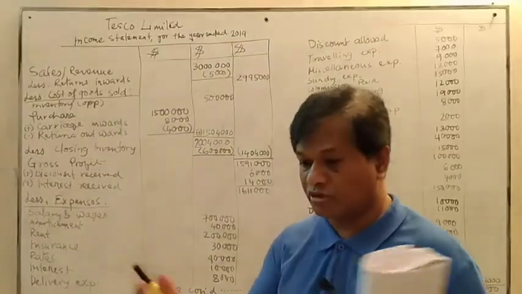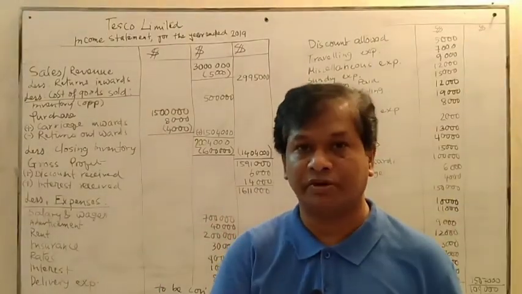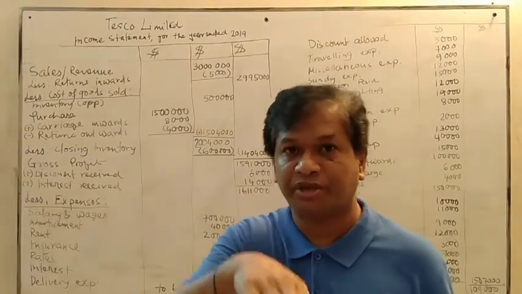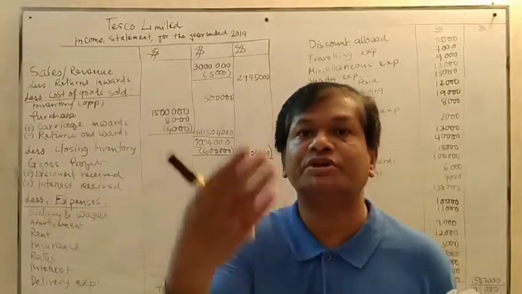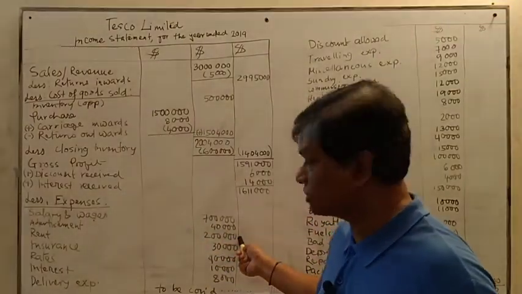Now the rent. Some companies do not own premises. So you can hire some places where you can set up your factory. So you have to give some rent for that. So this is the rental expenditure, that is 200,000.